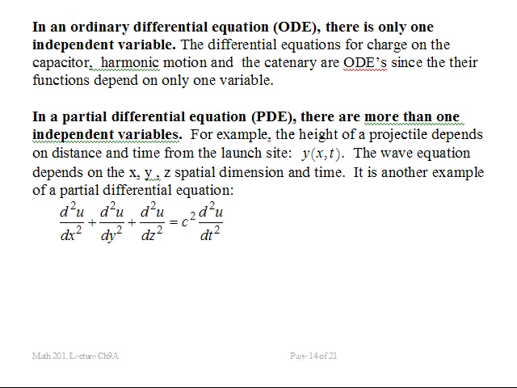So an ordinary differential equation has only one independent variable. The ones that I showed you before for the catenary and for harmonic motion were ODEs, ordinary differential equations, because there was only one variable. For the harmonic motion, x was a function of t. There was only one independent variable, it was t. For the catenary, y was a function of x. There was only one independent variable, in this case x.